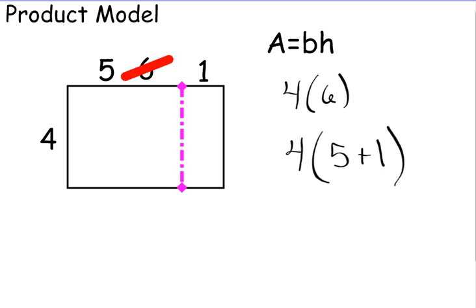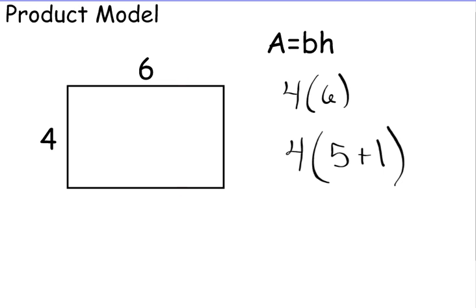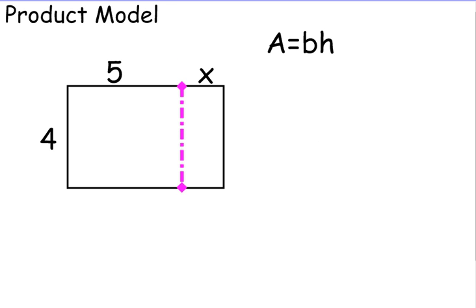So let's go a little bit farther with the top. Okay. Here I have an unknown piece in my product model. Okay, so we already said that in the previous one over here that the 5 and the 1 added to be 6. I can use the same concept when I don't know the piece. So this is really 4 times (5 plus x). Okay, cool. That's my product model.